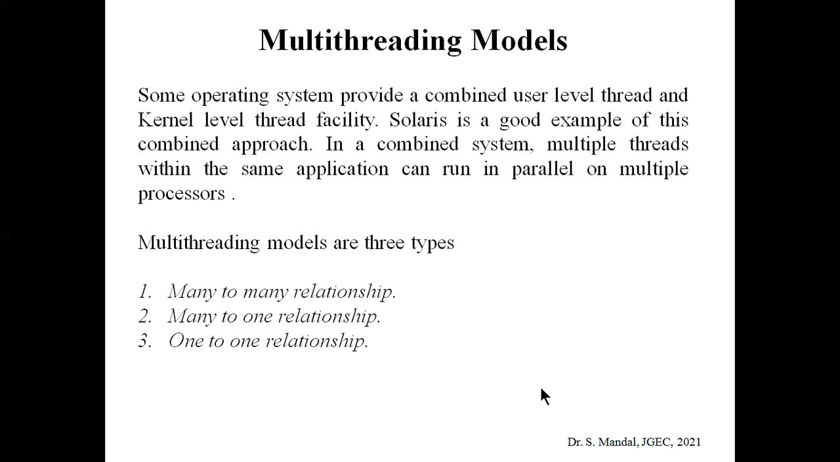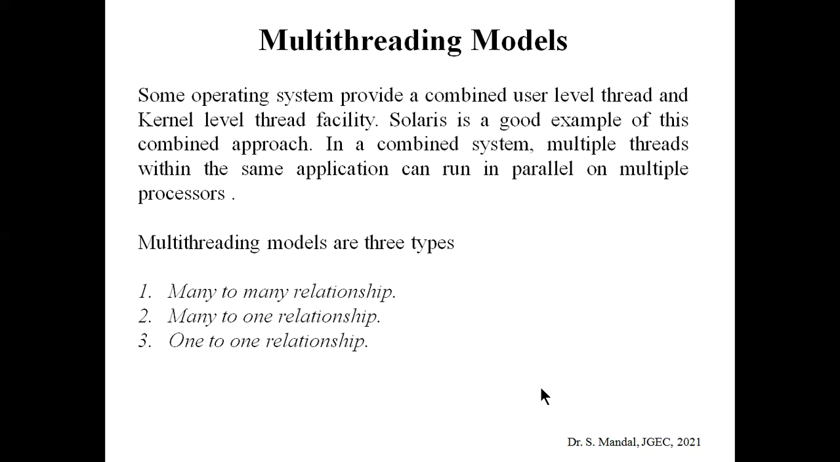Now the multi-threading model. It is quite possible that some operating systems provide a combined facility of user level thread and kernel level thread. That means there is some kind of hybridization between user level thread and kernel level thread to get better efficiency. Solaris is a good example of this kind of approach. So in a combined system, multiple threads within the same application can run in parallel on multiple processors.